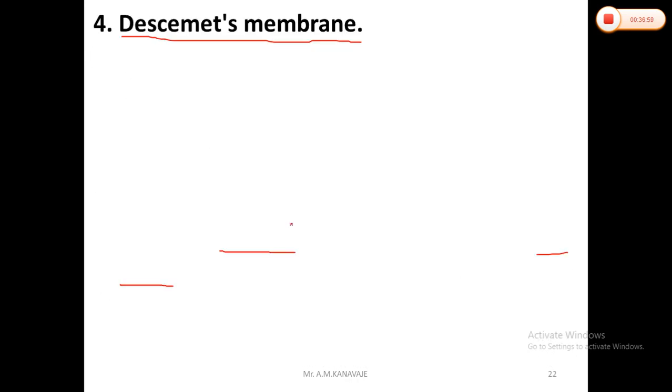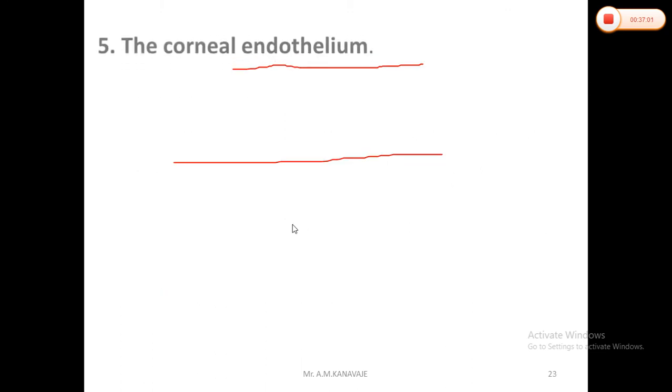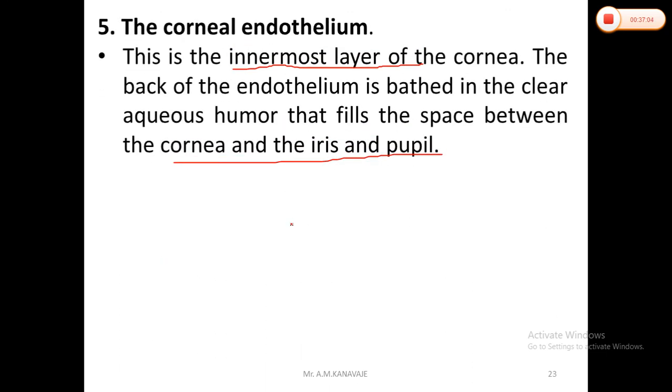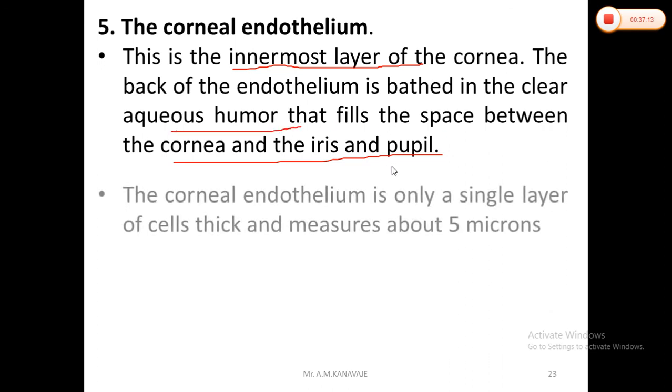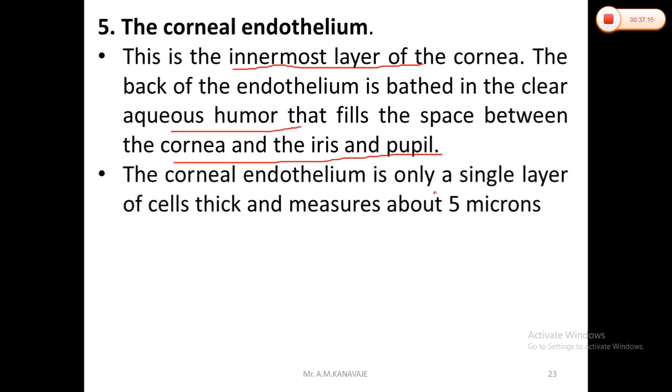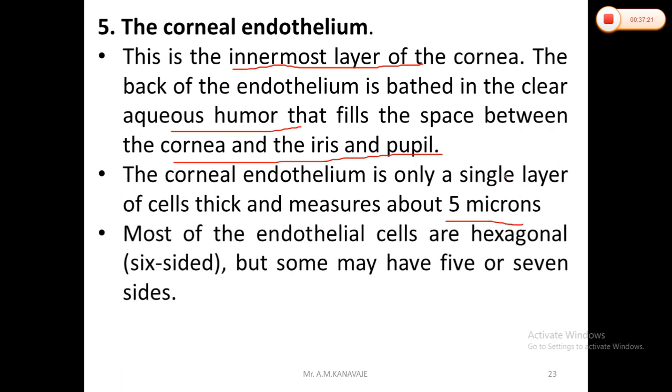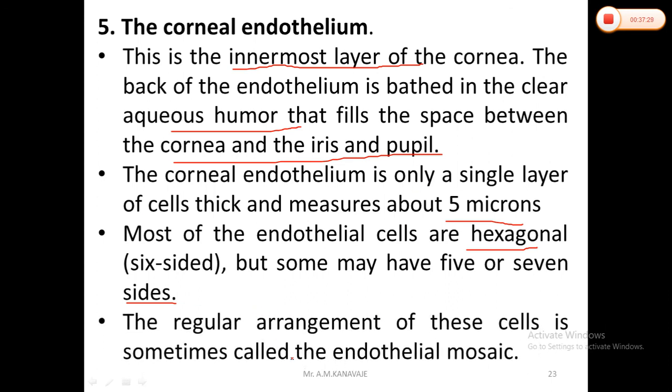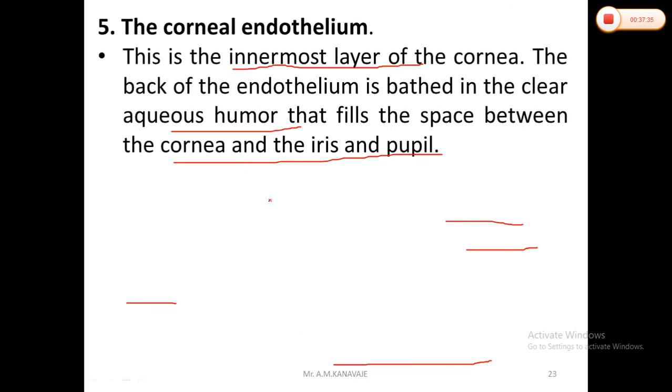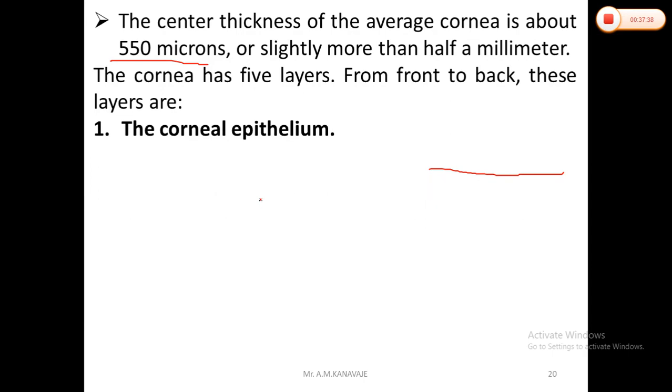The corneal endothelium is the innermost layer of the cornea, backed with the clear aqueous humor that fills the space between the cornea and the iris and the pupil. It is only a single cell layer thick, about 5 micron. Most of the endothelial cells are hexagonal, but some may have 5 or 7 sides also. The regular arrangement of these cells is sometimes called the endothelial mosaic structure. So this is all regarding the cornea.